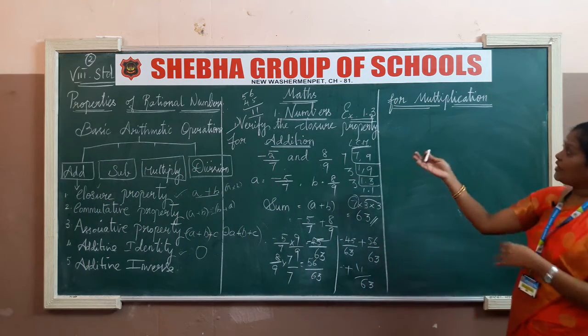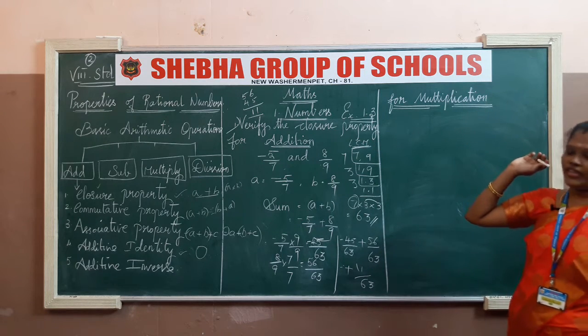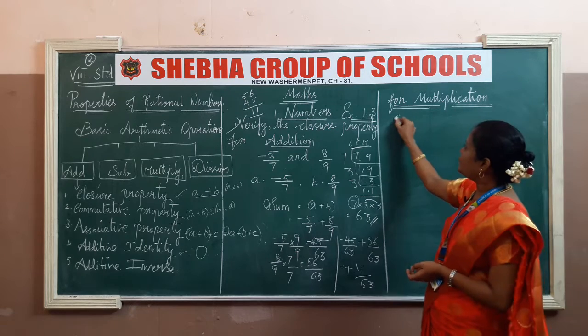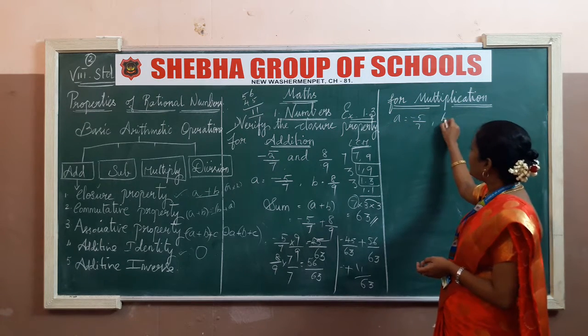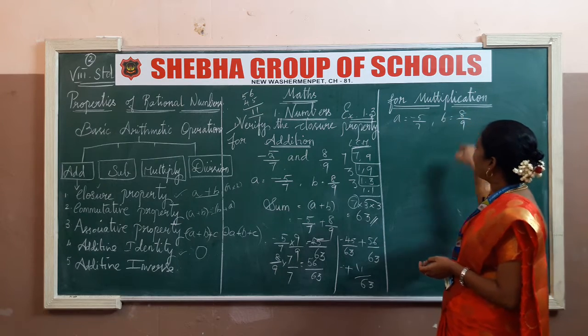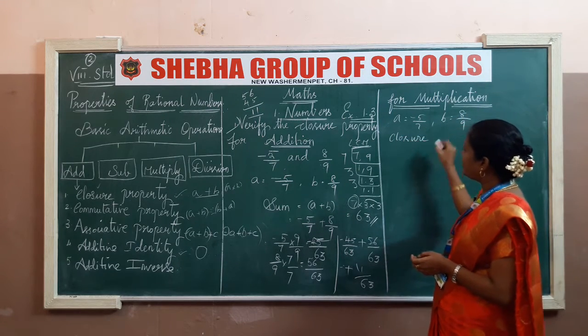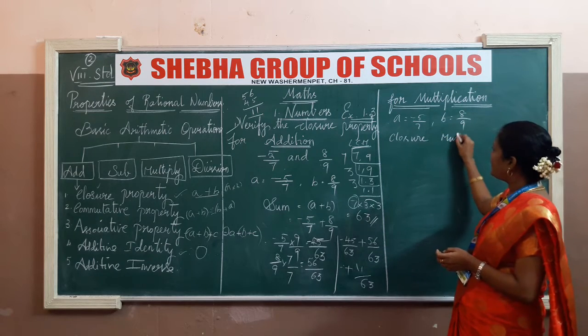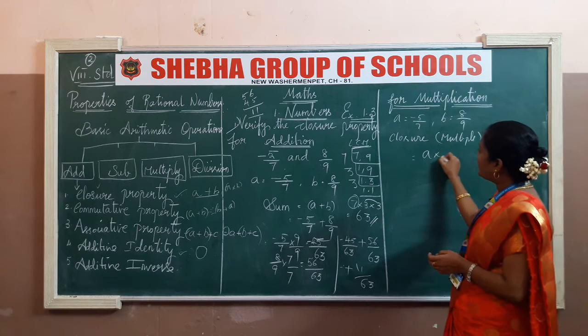Now, with the same sum, we are going to use the closure property for multiplication. Same thing: A is minus 5 by 7. B is 8 by 9. Children, in closure property, what do we have to do? In closure property, we multiply, that is A multiplied by B.